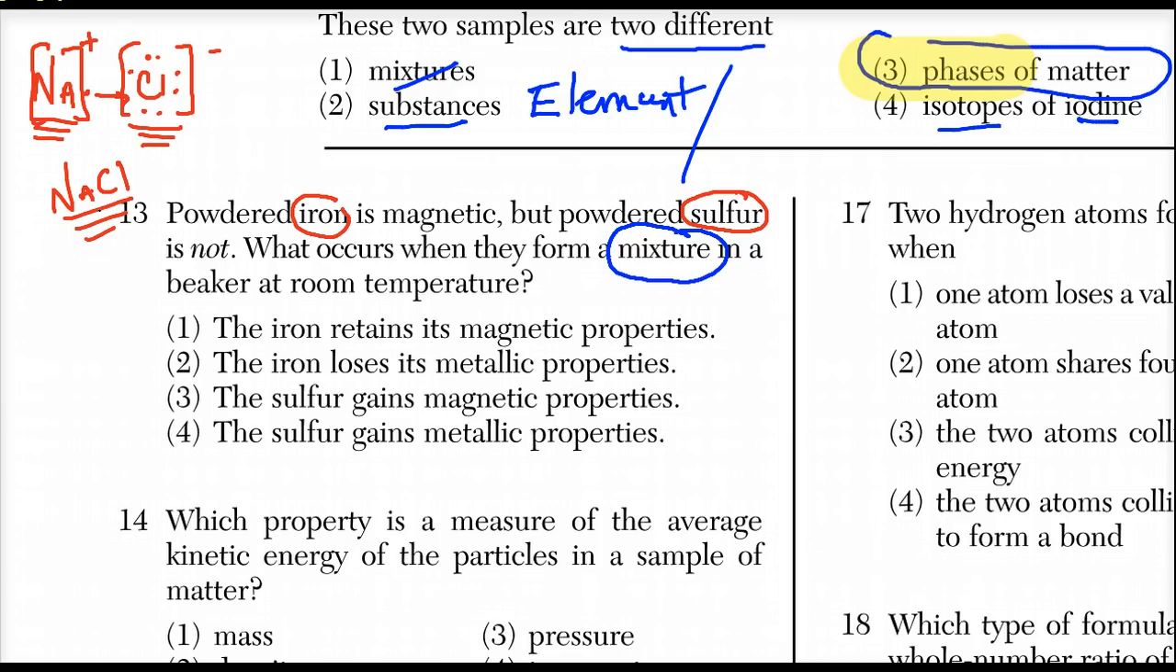In any case, the point being is that the iron and the sulfur are not bonded. So the iron retains its magnetic properties. And that's the best answer. Iron doesn't lose its properties. Sulfur doesn't gain new properties. They keep their own properties. So 13 is 1.